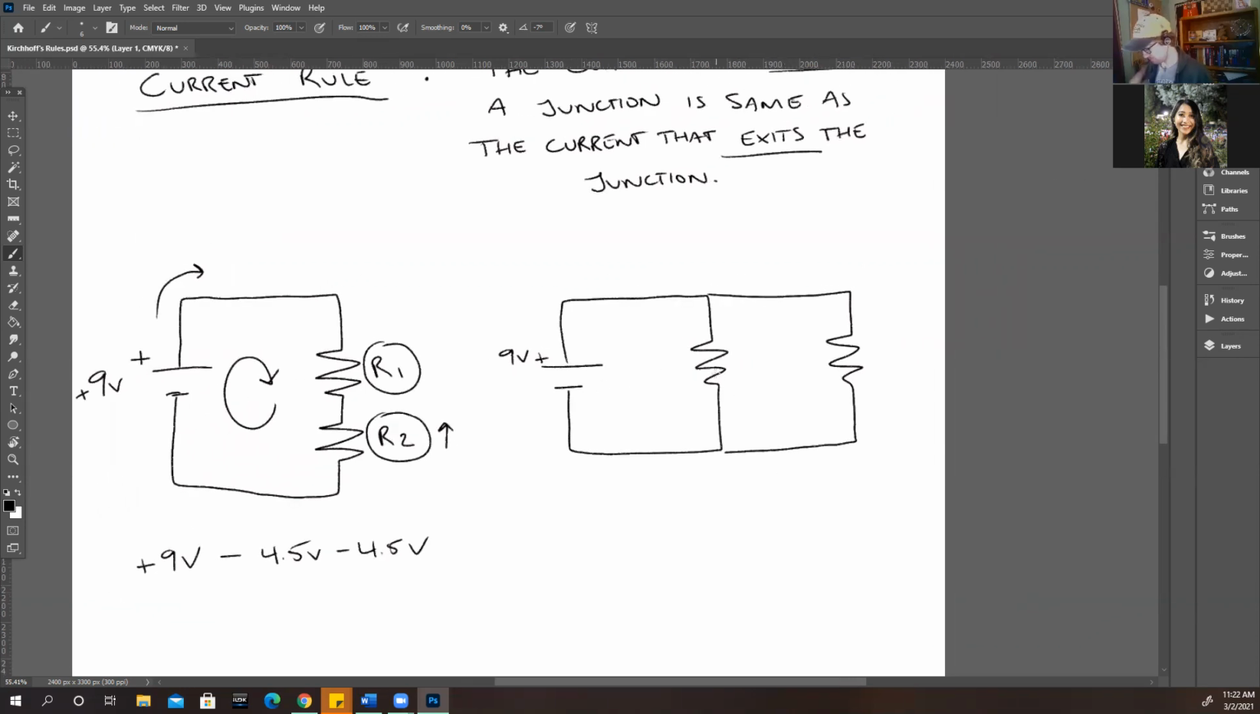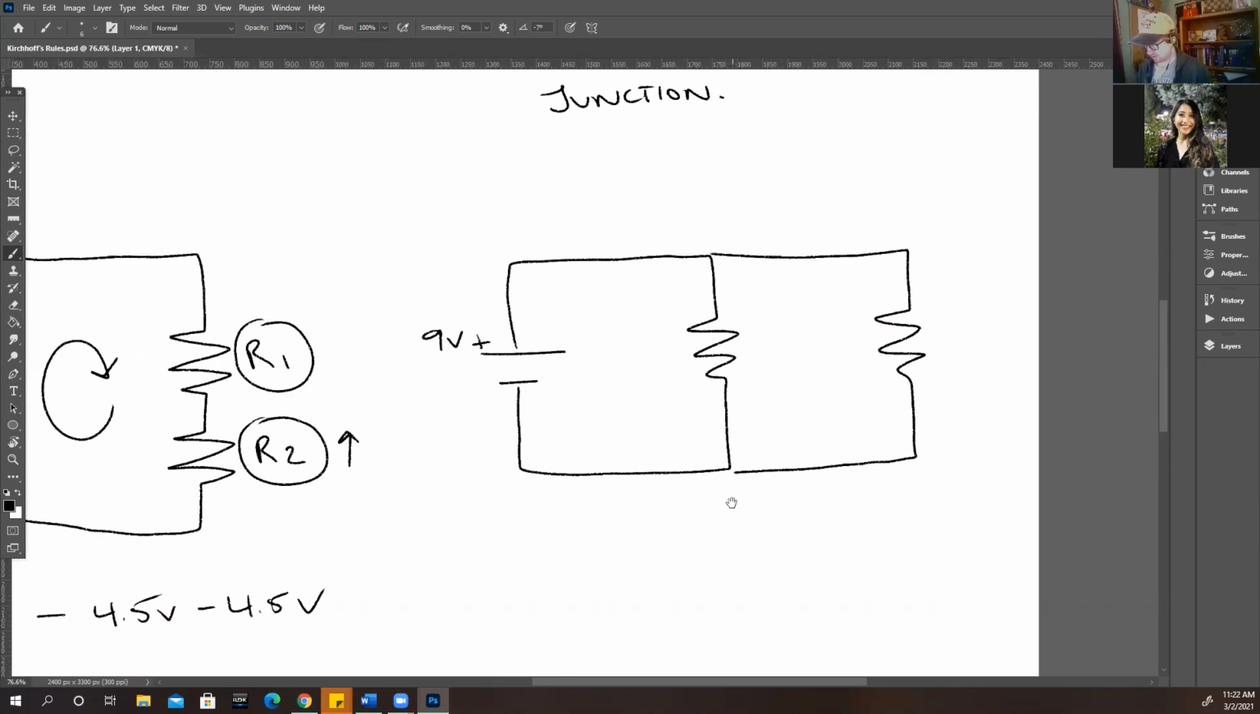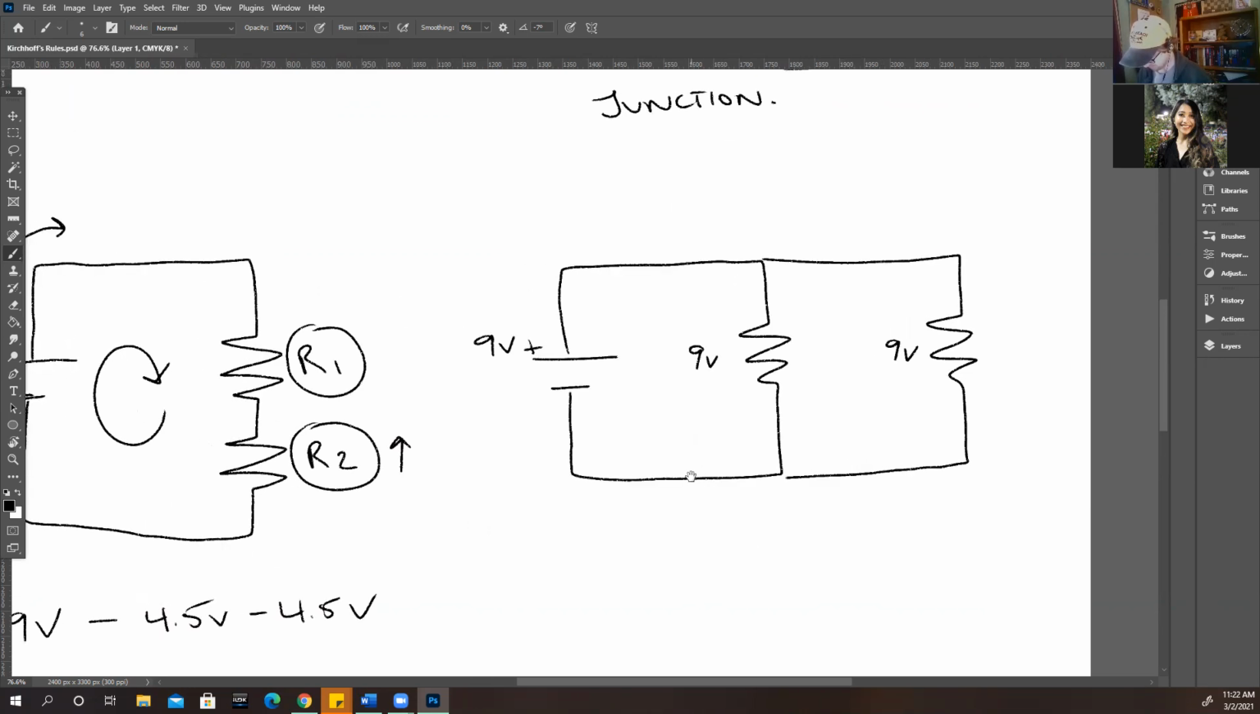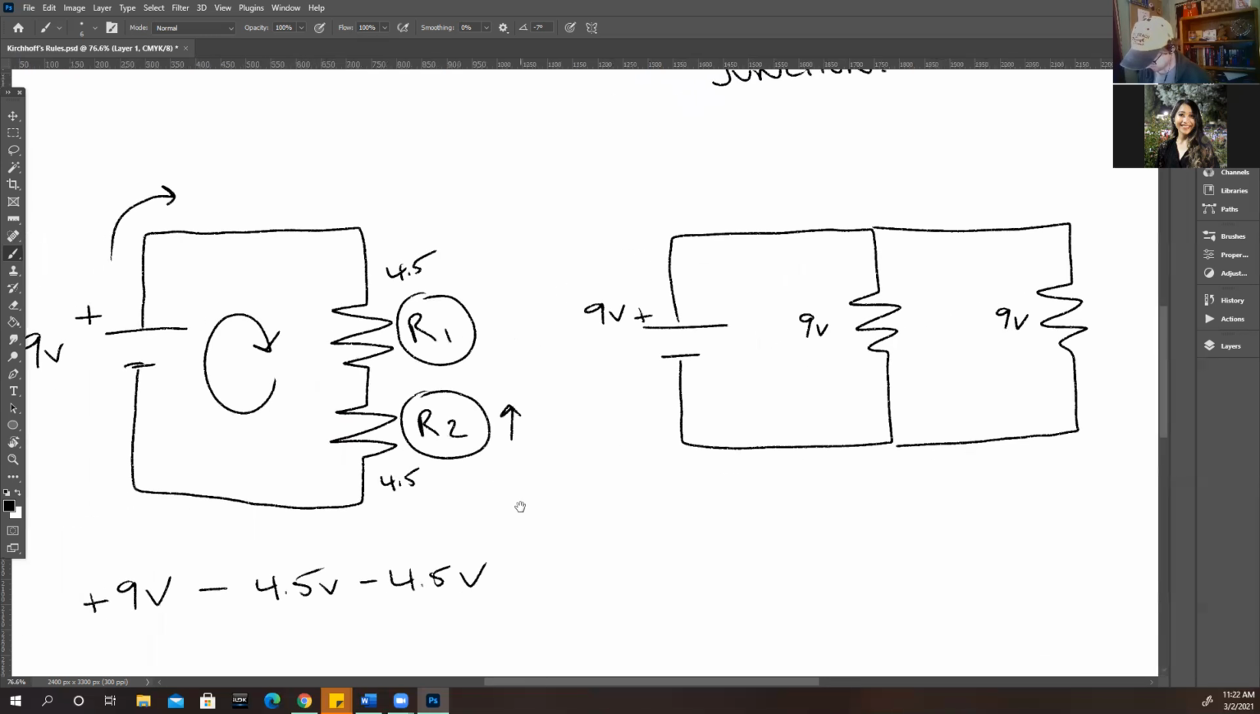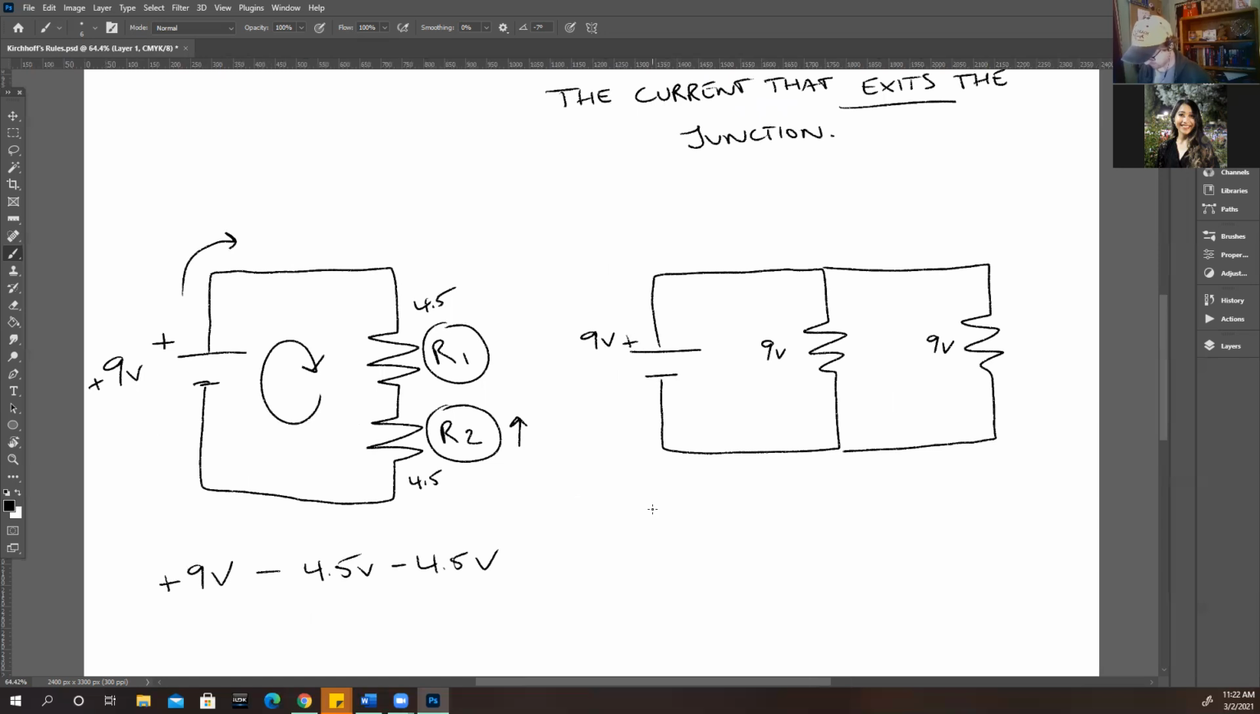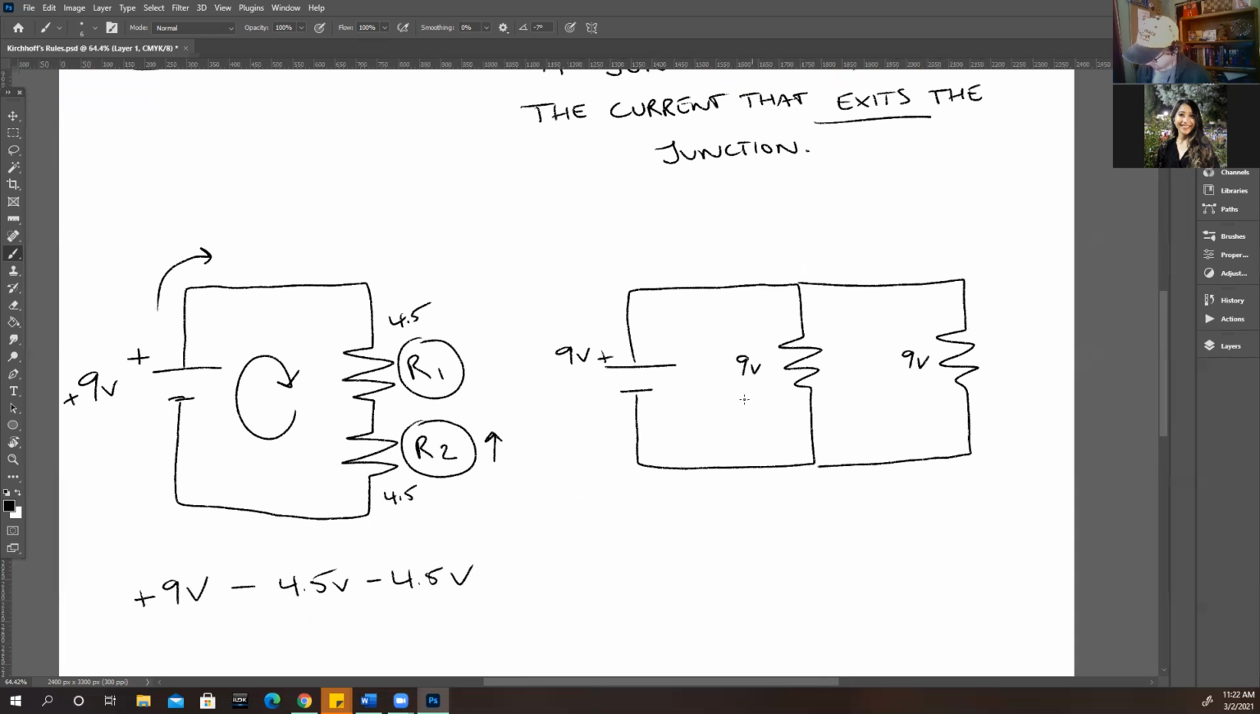For this parallel example, 9 volts supplied by the battery. And what we saw was that the voltage across each resistor was also 9 volts. 9 volts and 9 volts. It's much different than the 4.5 and 4.5 of this one. Series and parallel. Okay, what's happening? Why is R1 now not taking 9 volts?